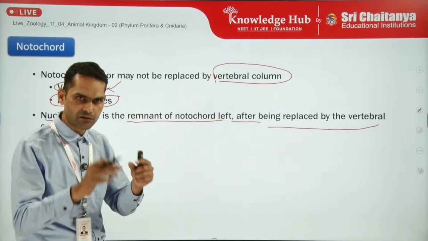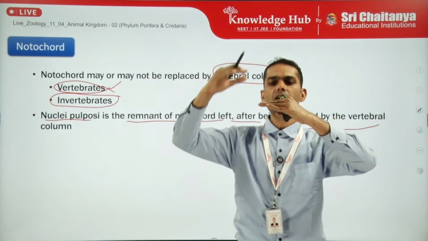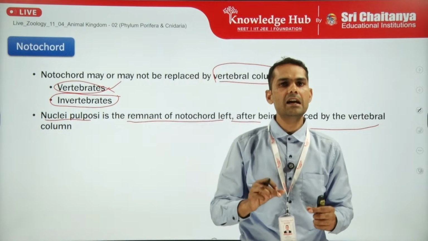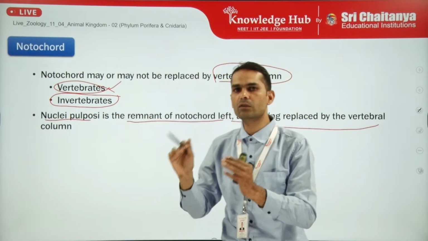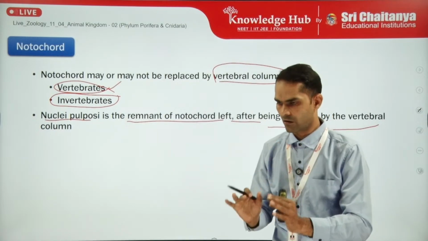If you see the structure of the vertebral column, each vertebra stands upon the other. Between the bodies of the vertebrae the intervertebral disc is present, and the central part of the disc is called the nucleus pulposus, which is nothing but the remnant part of the notochord.